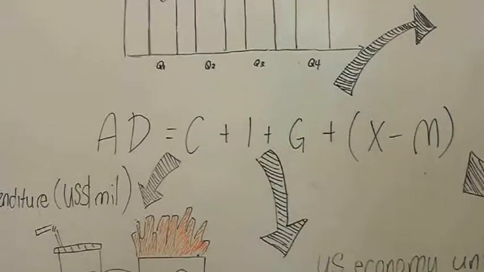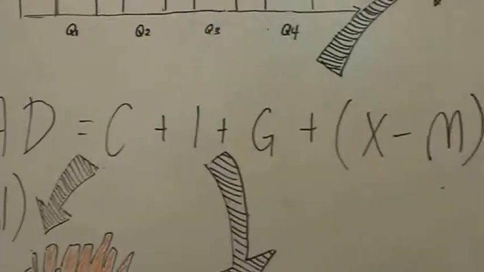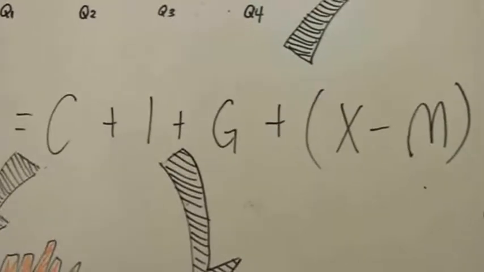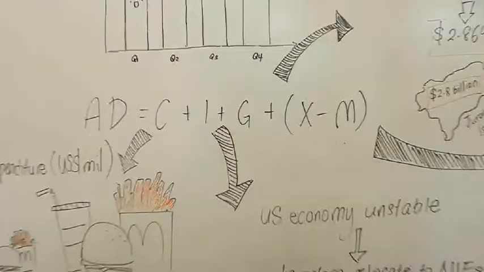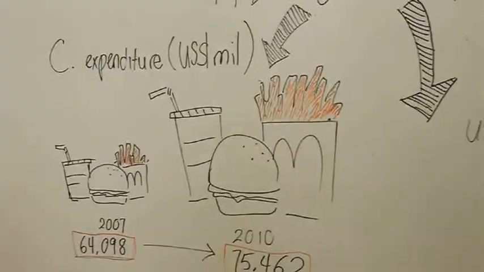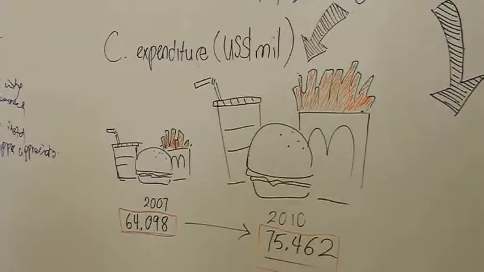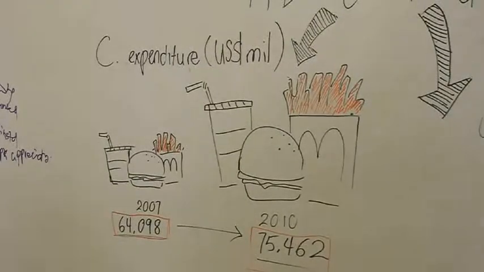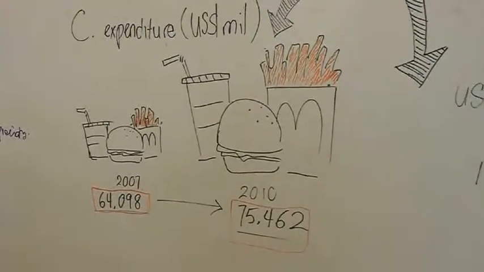Aggregate demand, as we know, consists of the following components: consumption, investment, government expenditure, and net exports, which is the value of exports minus the value of imports. From 2007 to 2010, consumption expenditure for Singapore rose from about 64,000 million US dollars to 75,000 million US dollars.